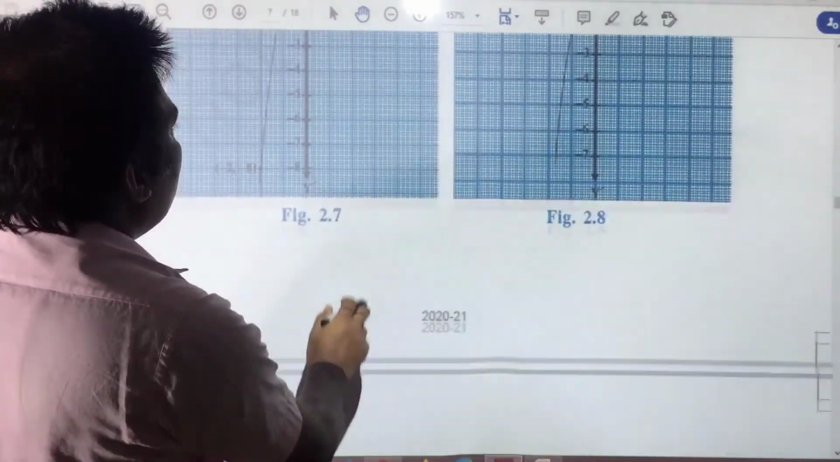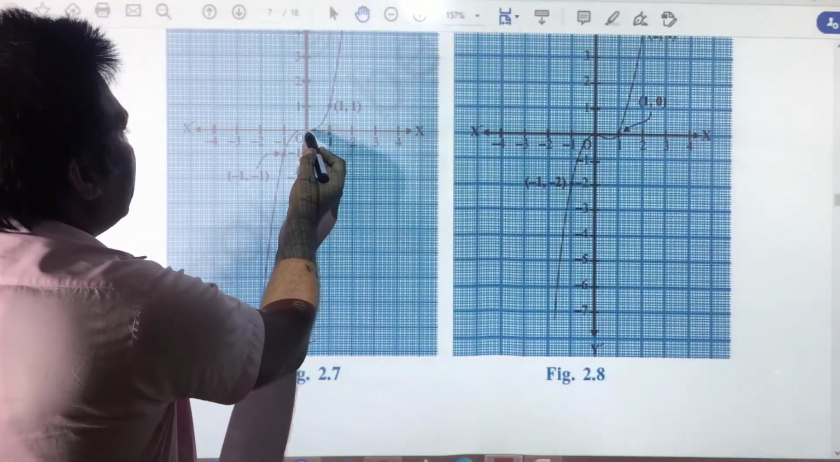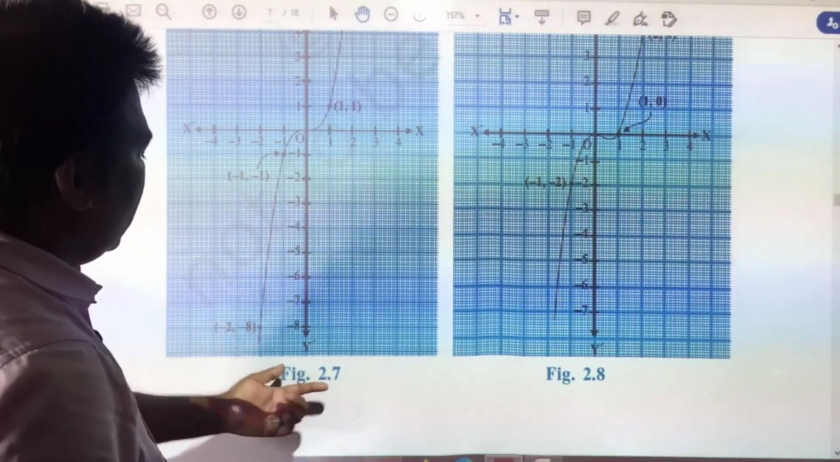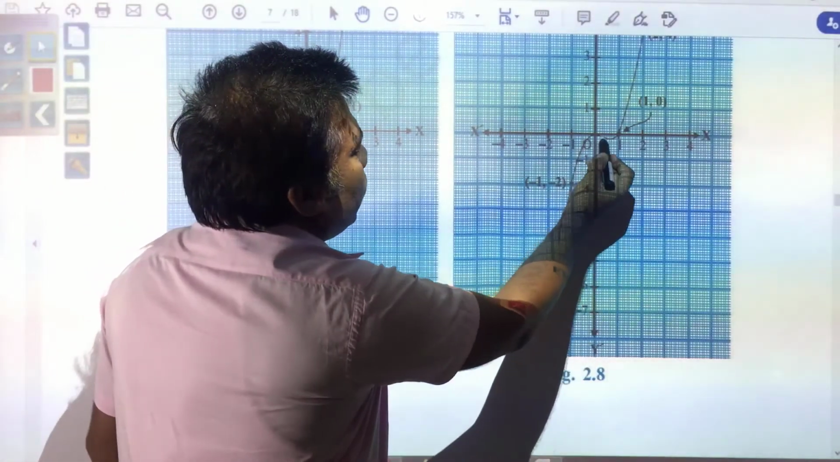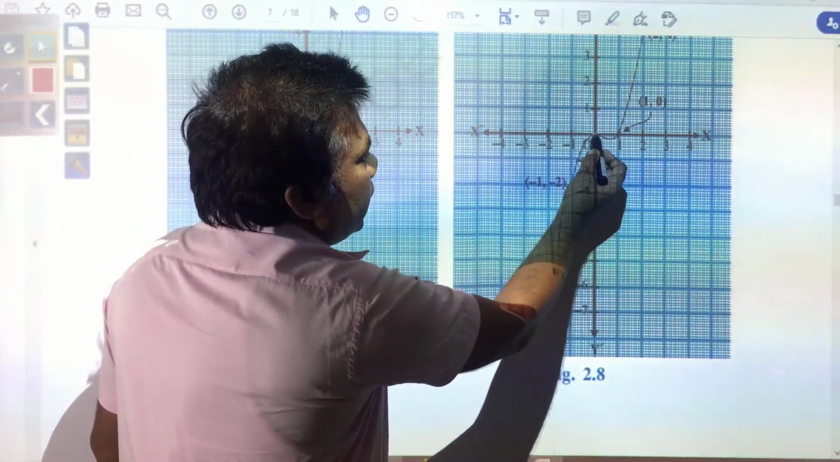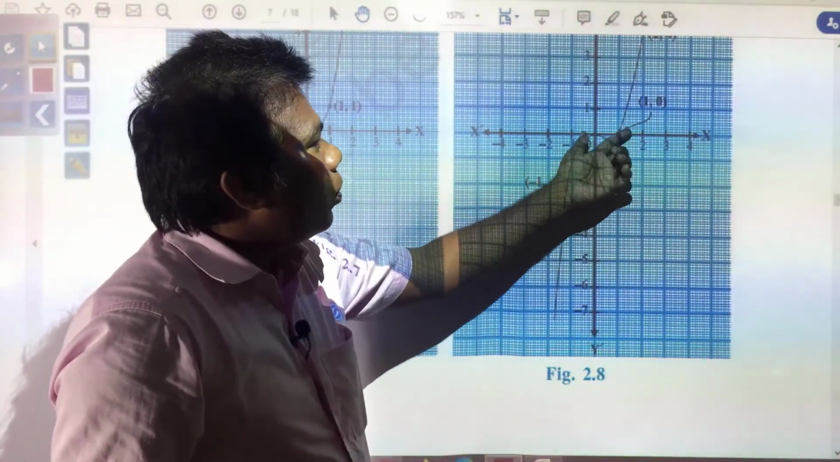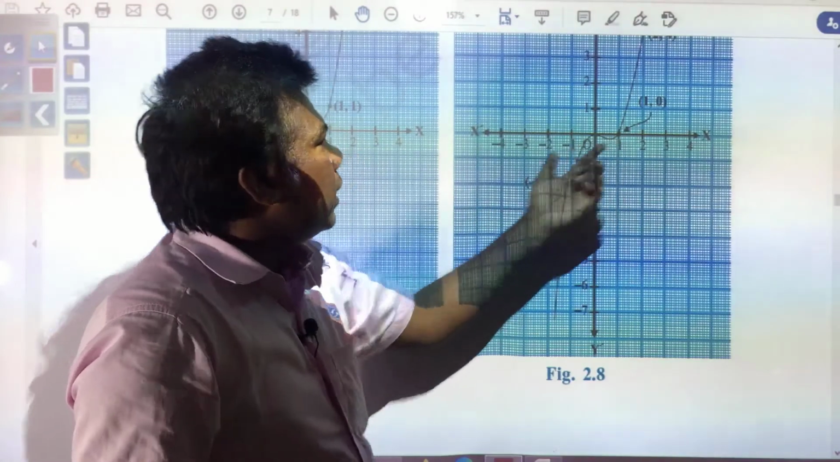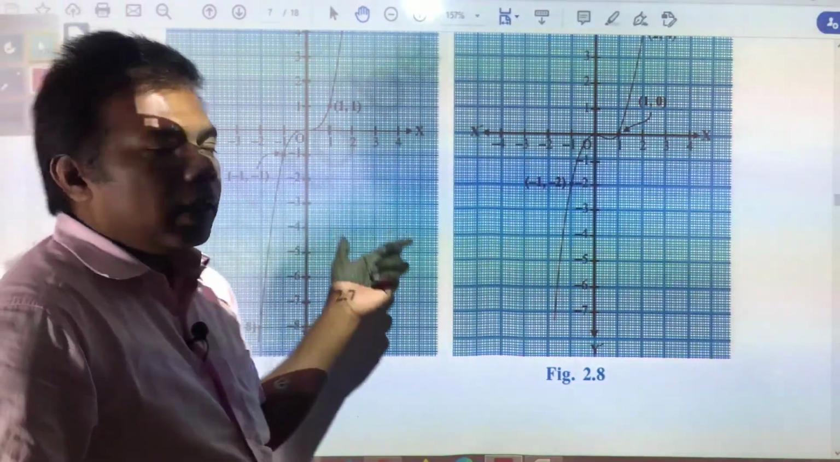Here you see only one intersecting point, 0, in figure 2.7, and here you have 0 and 1. Here you have 2 points where the x axis is getting intersected, and here only 1 point where the x axis is getting intersected.